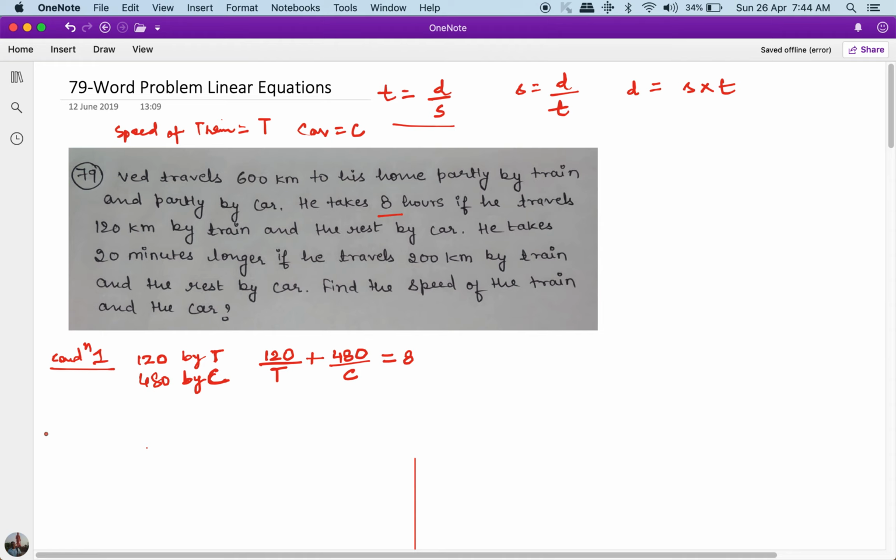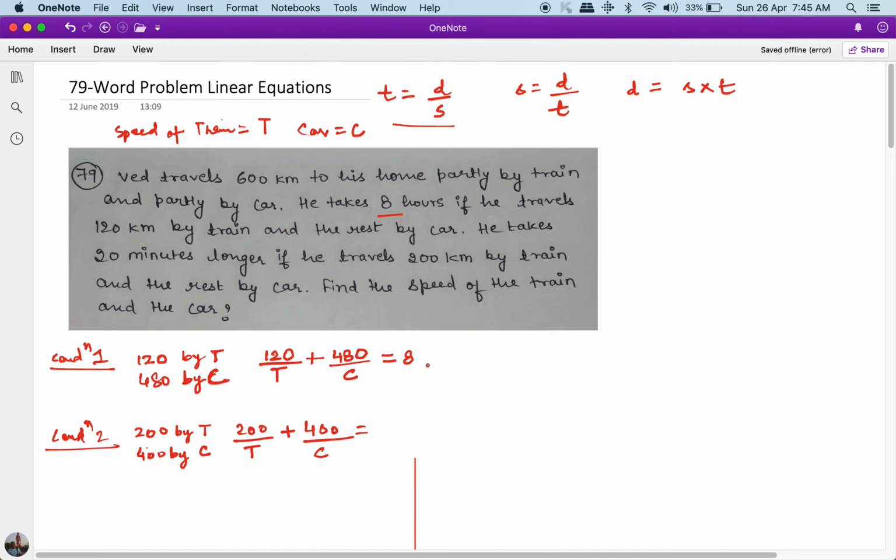And what is condition 2 here? Condition 2 says he takes 20 minutes longer if he travels 200 kilometers by train, and the rest by car, which is 400 kilometers. Then condition 2 is 200 by speed of train, that is t, plus 400 by speed of car, which is c. It will take him 20 minutes longer.